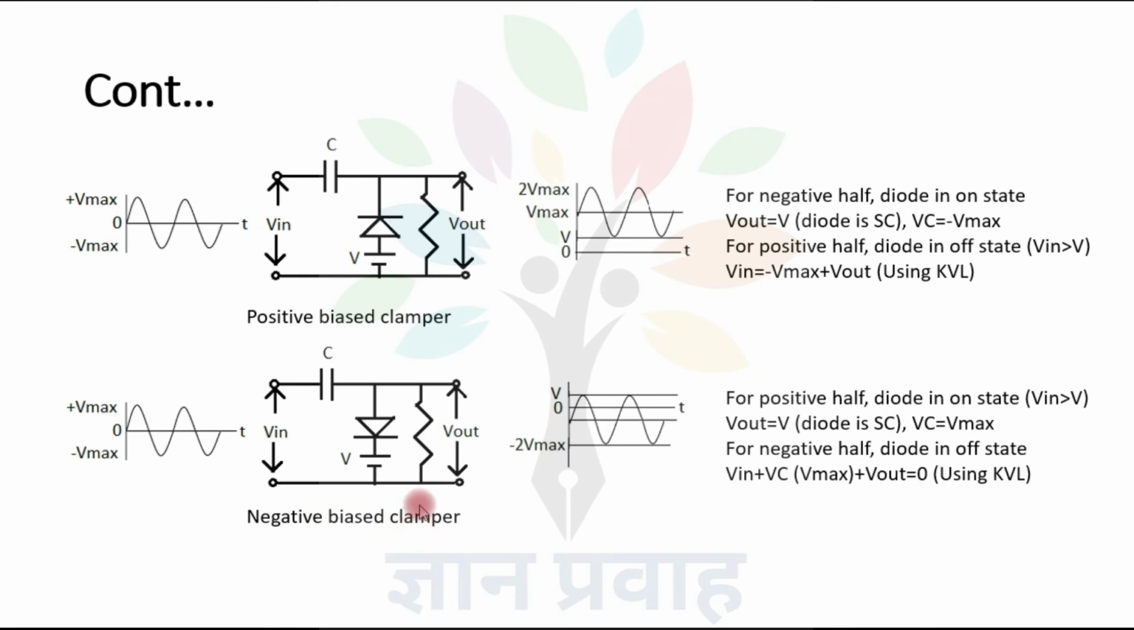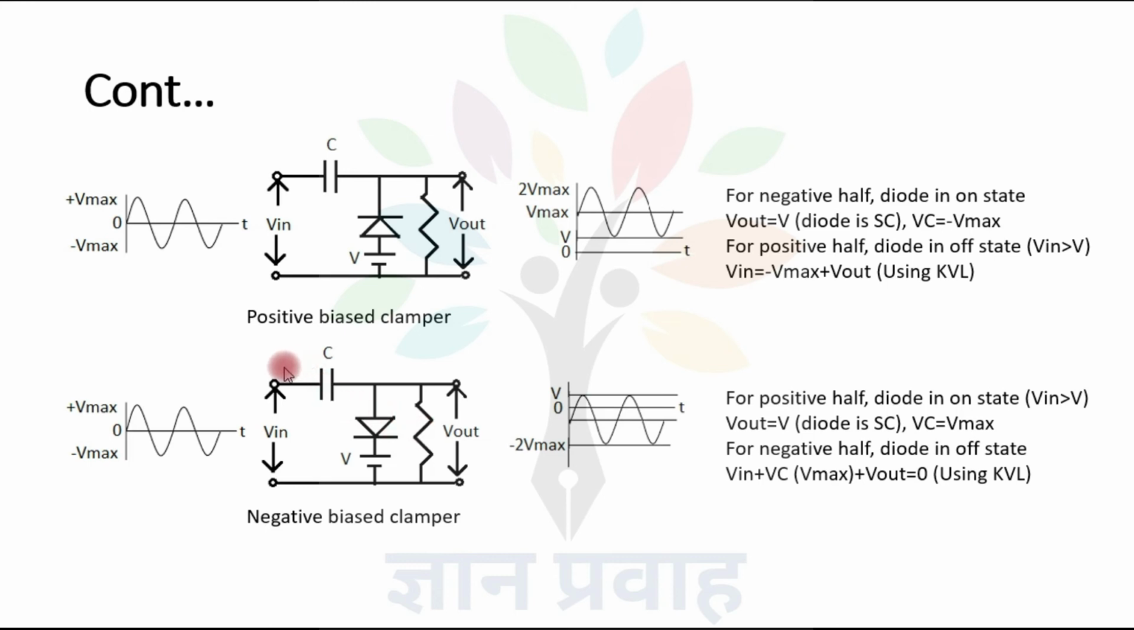Similarly, for the negative biased clamper circuit, the direction of the PN junction diode is reversed here as compared to this one. For the positive half, this terminal is positive, this one is negative. For the positive half, the diode is operating in forward bias when the input voltage is greater than the bias potential. So this PN junction diode is operating in forward bias. So by applying Kirchhoff's voltage law at the output loop, Vout equals V. So for the positive half, Vout equals V. The maximum value of Vout is V, like this.